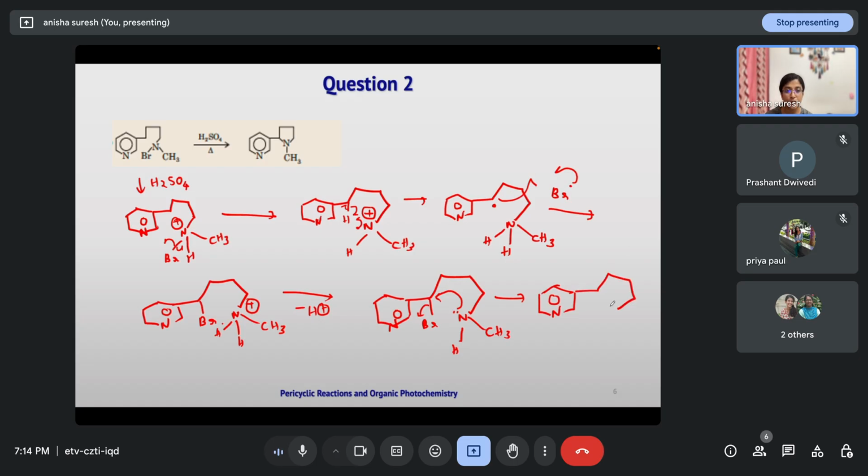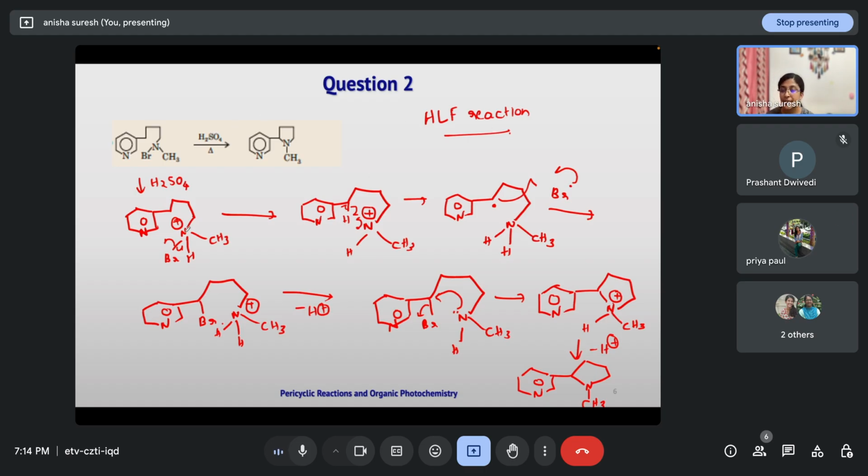One, two, three, four. Again minus H plus. It will give the desired compound. Okay, so this is the Hofmann-Loeffler-Freytag reaction. Okay, HLF reaction. Is the mechanism clear?